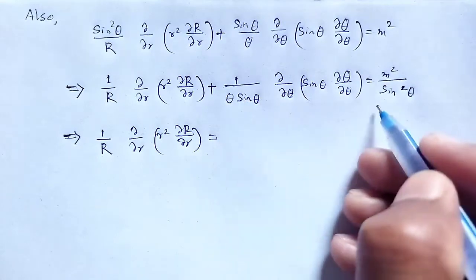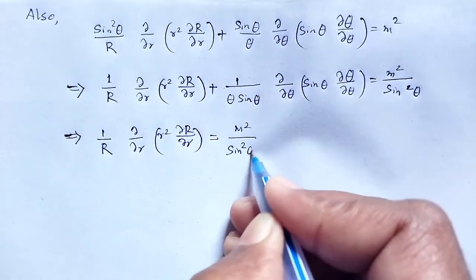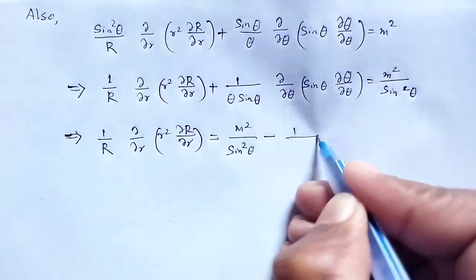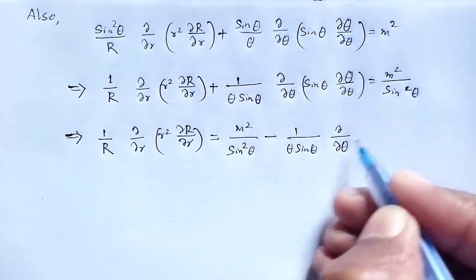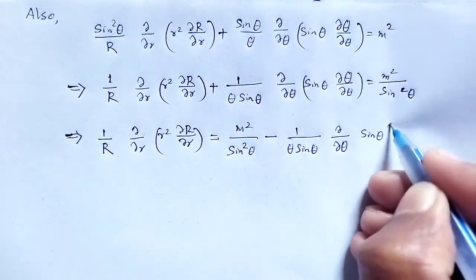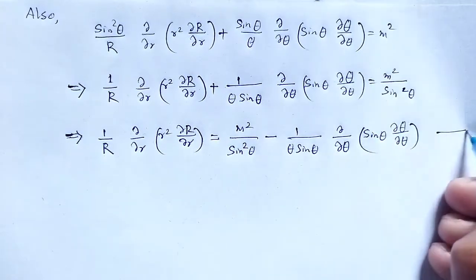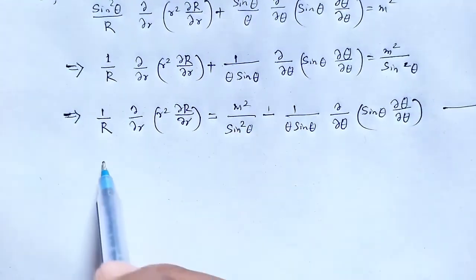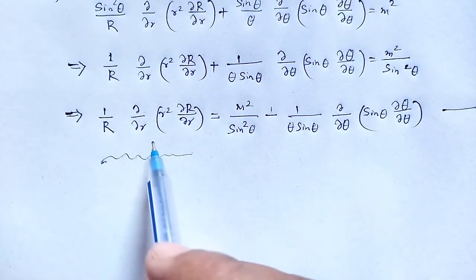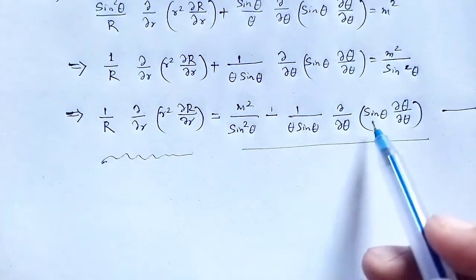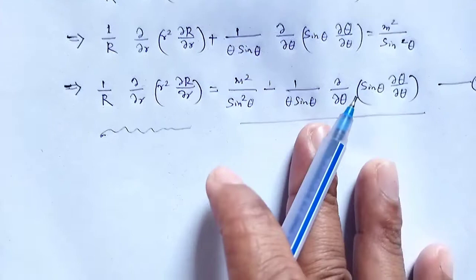I take the theta terms to that side: m square divided by sin square theta minus 1 by theta sin theta del by del theta of sin theta del theta by del theta. That is equation number 8. Here the LHS is a function of r only and the RHS is a function of theta only. Again, we equate them to the same constant.